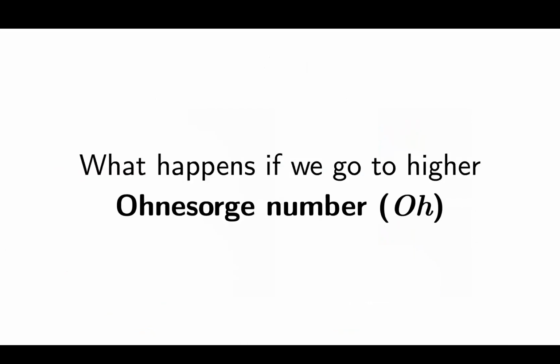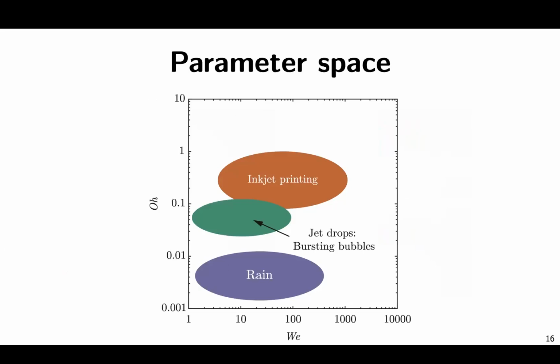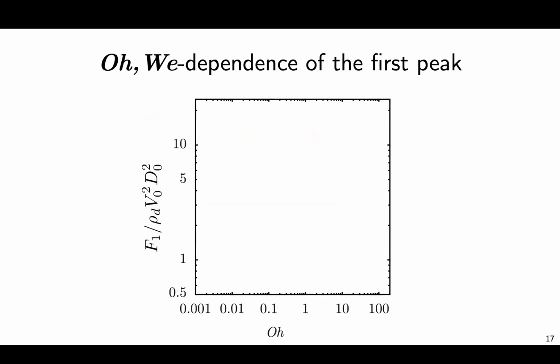So that's the first part. But what happens if we go to even higher Ohnesorge numbers? If we increase the Ohnesorge numbers to a very high value, in this parameter space, we can go to Ohnesorge numbers which are relevant for inkjet printing and other applications. For example, we can keep the Weber number fixed at 10, and then we can sweep this parameter space in the vertical direction. That is what I'm going to do here.